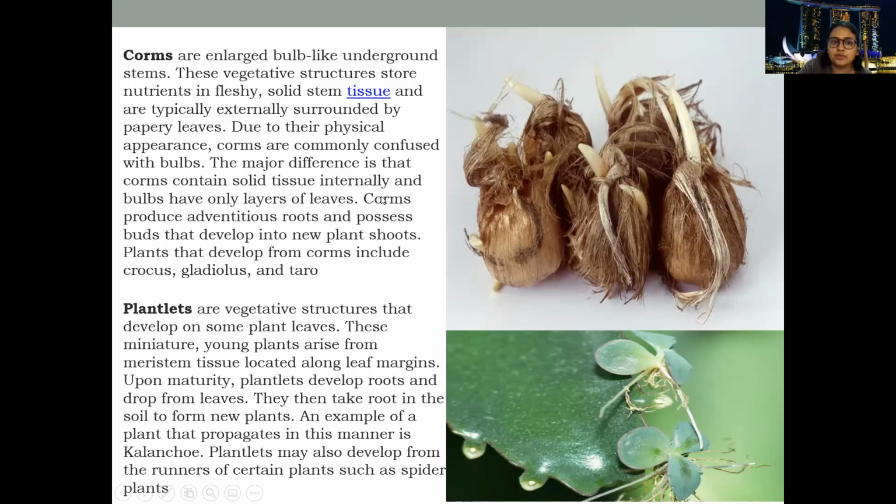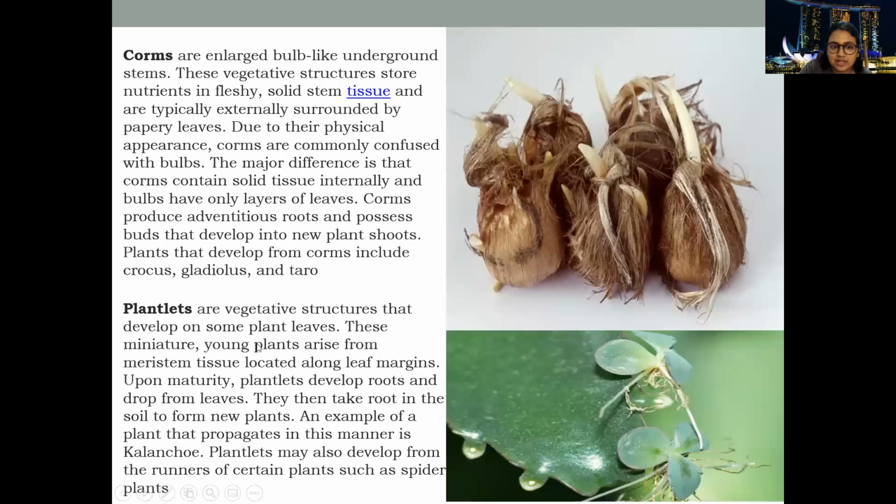So the corms also produce adventitious roots and possess buds that develop into new plants, and plants that develop from corms include gladiolus, taro. These things are examples. Now plantlet.